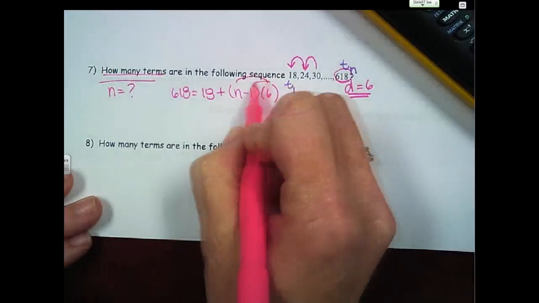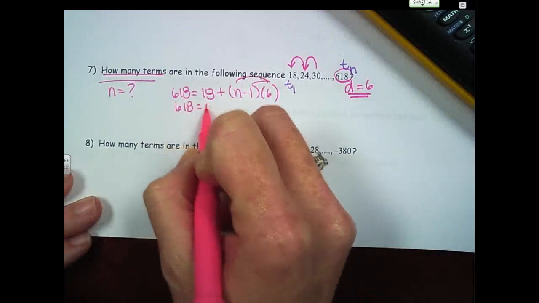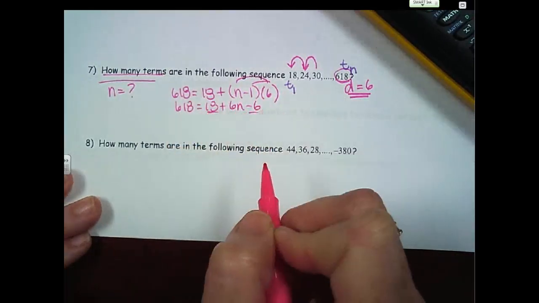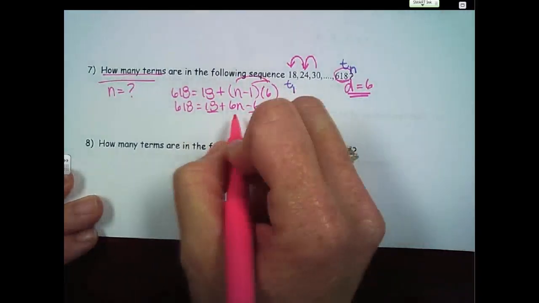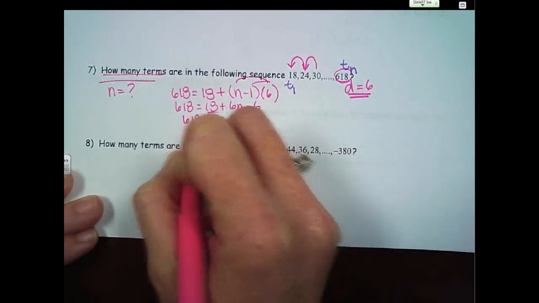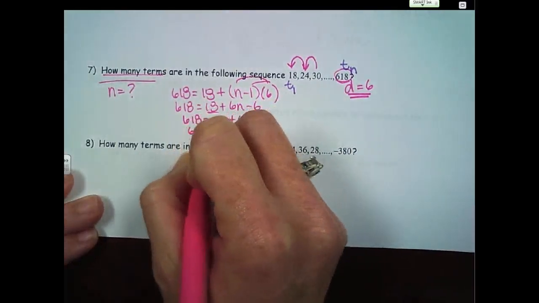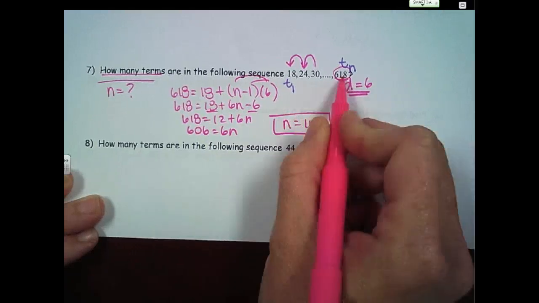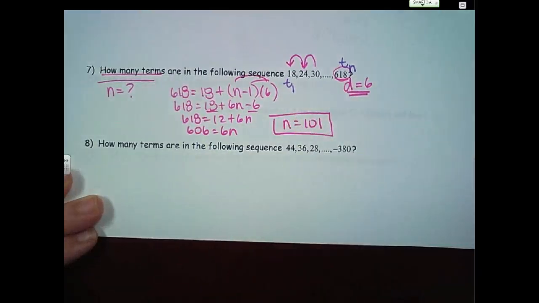So you distribute. So 618 equals 18 plus 6n minus 6. Put these together. So you're going to do 18 minus 6, which is 12. So you have 618 equals 12 plus 6n. Move the 12 over. So 606 equals 6n. So n is 101. So 618 is the 101st term.